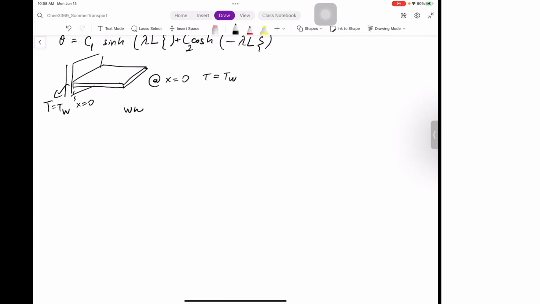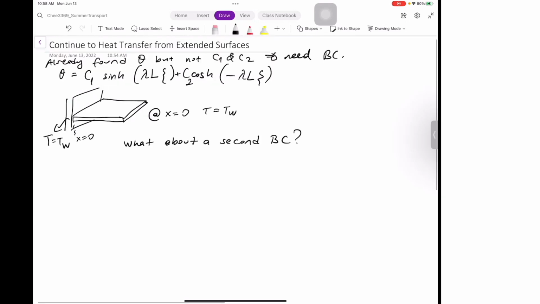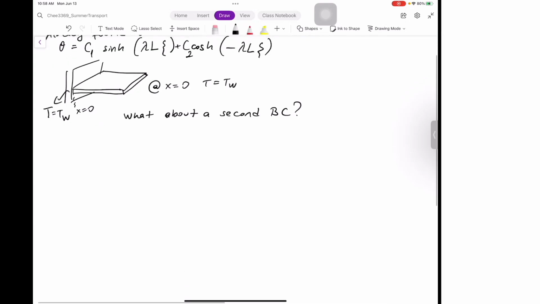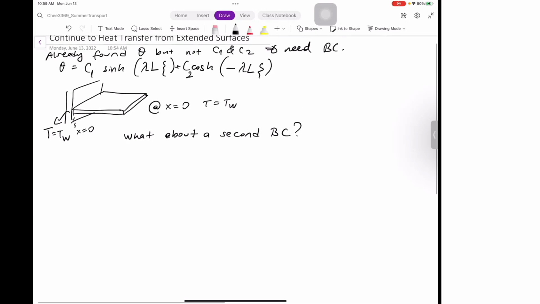So for example, so let's see, what about a second boundary condition? Why do we need a second boundary condition? Because I need two unknown values to be found, C1 and C2, so I need two equations for that. That's why I need two boundary conditions. And this is most of the time the case for second order ordinary differential equation. So for the second boundary condition, let's come up with different cases.